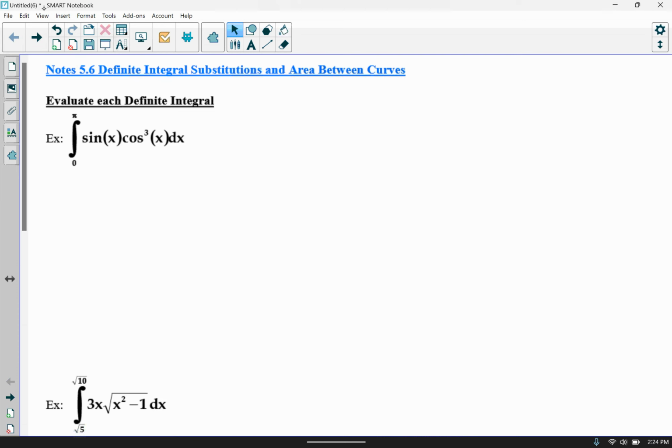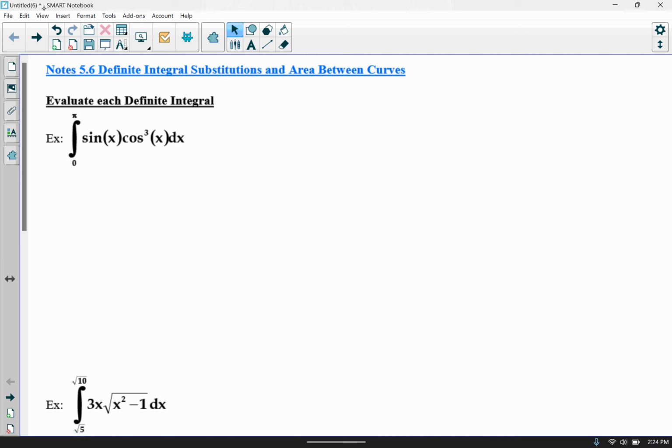Hi there, in this section we'll be looking at evaluating definite integrals using the substitution method and close up this particular section with finding the area between curves. We'll start here with evaluating our definite integrals because this really should pick up where we left off from our last section, but now we'll be evaluating.